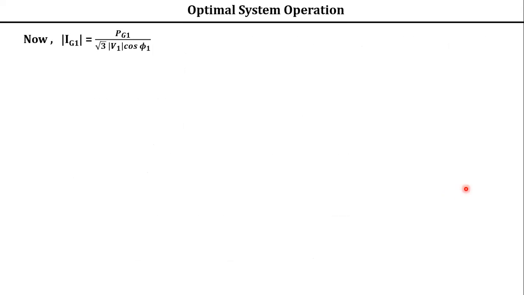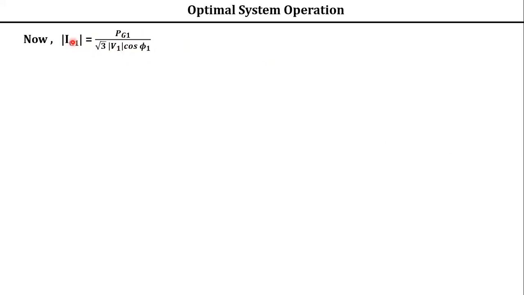But actually, what is the relation? What is the relation for IG1 for plant 1? This is a three-phase system, P is equal to root 3 Vi cos phi, isn't it? So P is equal to root 3 cross multiply Vi cos phi. From that, I is equal to P by root 3 V cos phi, isn't it? I is equal to P by root 3 V cos phi. So from this relation, I have represented the corresponding currents, voltages and angles.